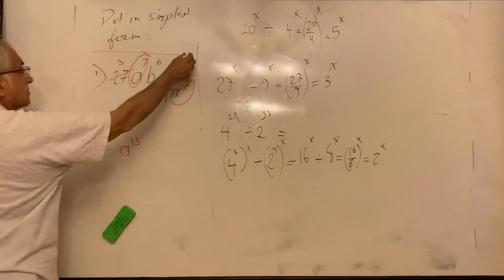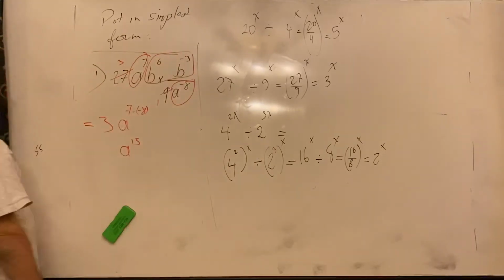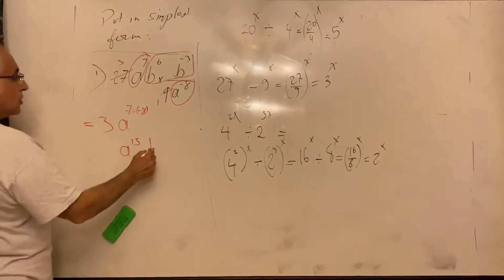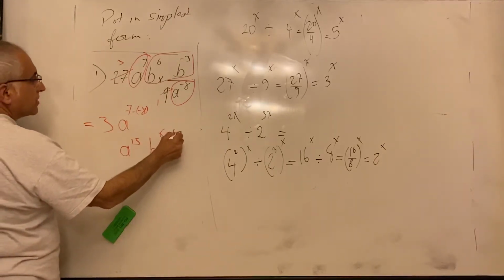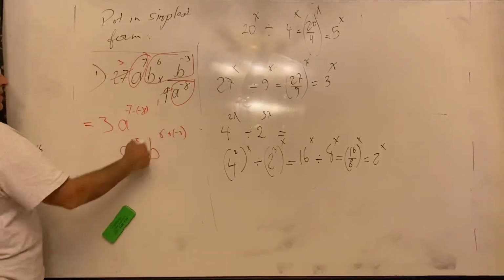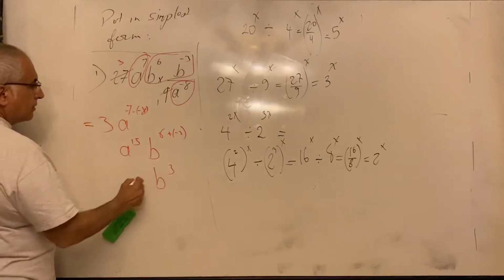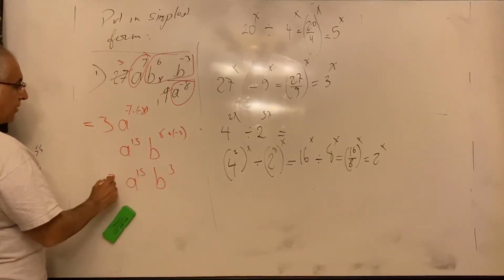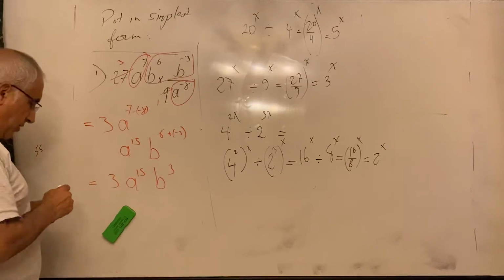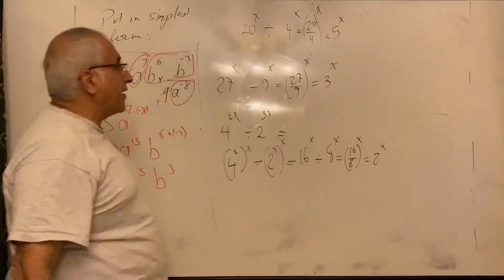Look at the b's. What happens when we multiply them? We add the powers. So what is 6 plus -3? 6 plus -3 is a 3. b to the power 3, a to the power 15, and 3. And that's the simplest form you can do whenever you see an expression like that.